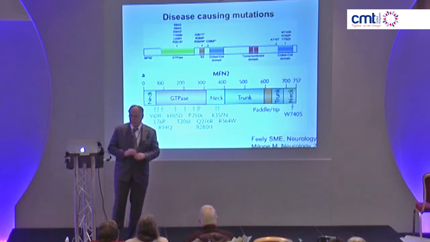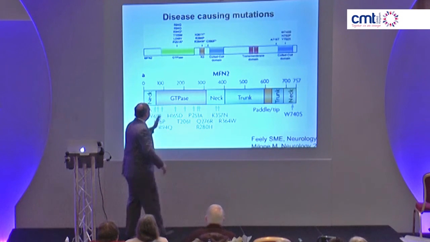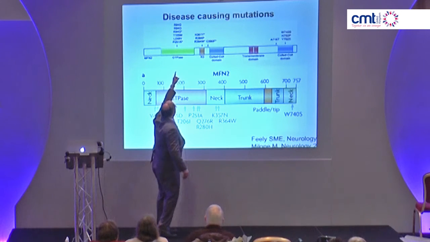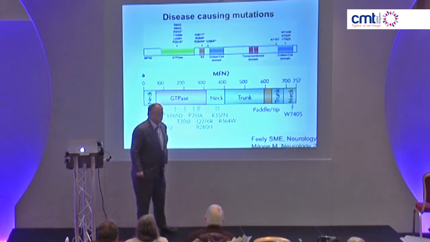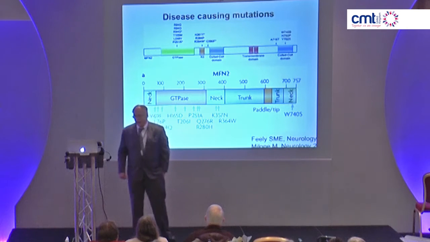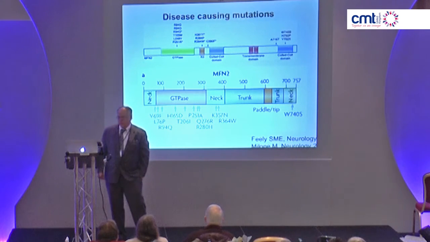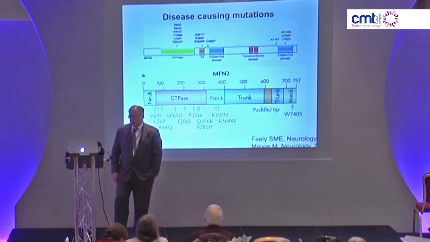And here's just another one of those straight lines, and it's just showing that on the top here, there are mutations that act on a domain called the GTPase domain, and that's where a lot of the mutations cluster.